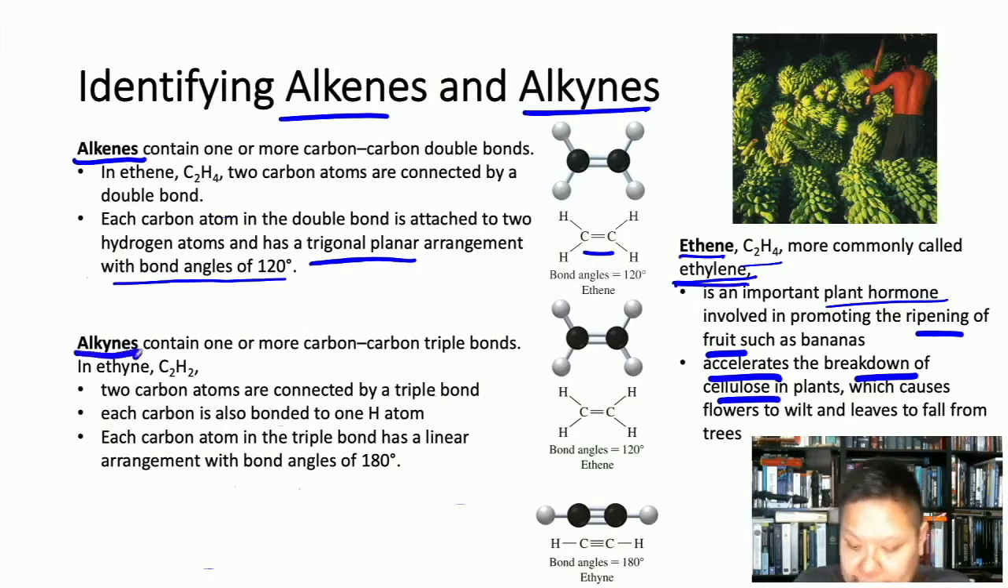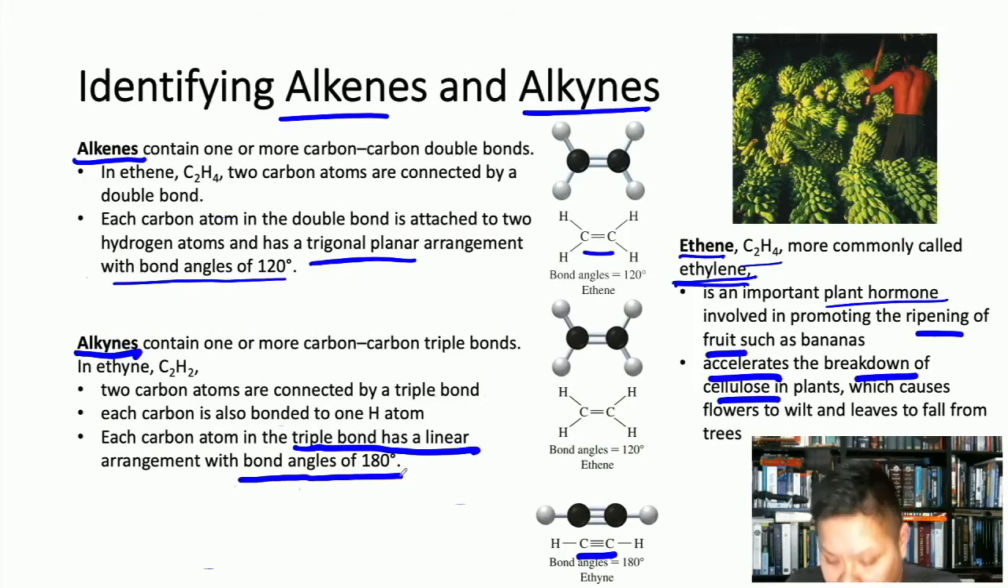Alkynes, on the other hand, are just like alkenes and alkanes, except instead of single or double bonds between two carbons, it has a triple bond between two carbons, right? That triple bond gives it a linear shape with a bond angle of 180 degrees, right? And the other thing to notice about this too, on both the alkenes and alkynes, is that on the alkene, if you have a double bond between two carbons, that means that those end carbons are only going to have two hydrogens each. And then for the alkyne, a triple bond on the two carbons means only one hydrogen on each, right?